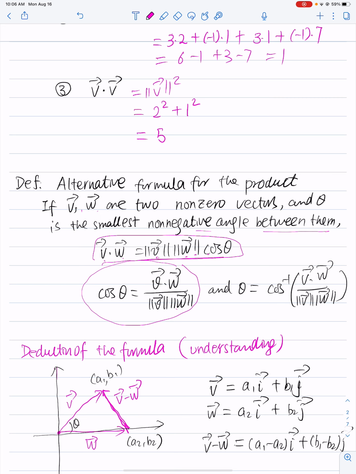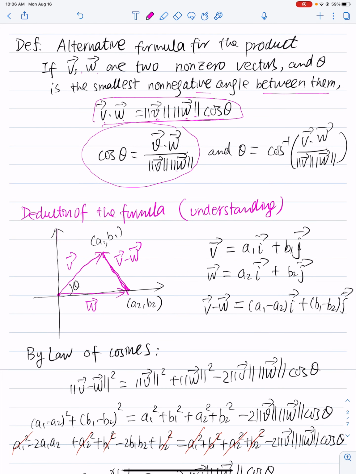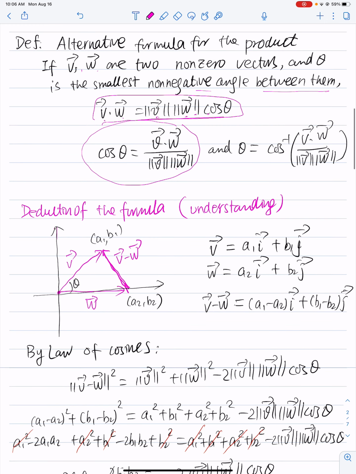But where does this formula come from? I want to show you here. Think about this as v and w. If you have a v and a w, what will this side be? It will be v minus w. This is when we talk about the sum or the difference of two vectors. So the vector in between here is v minus w.